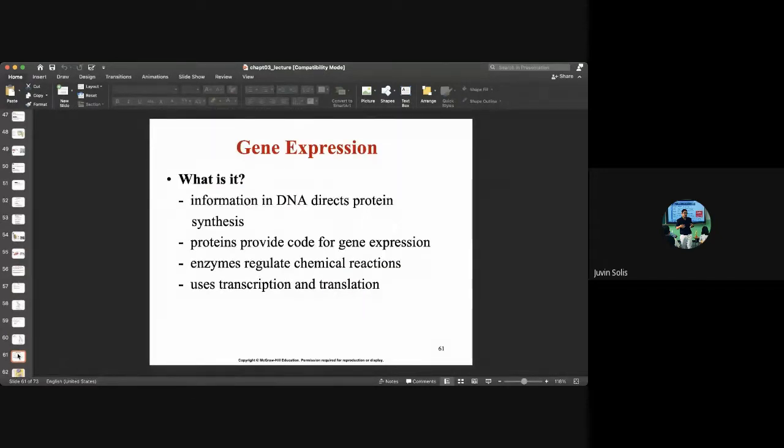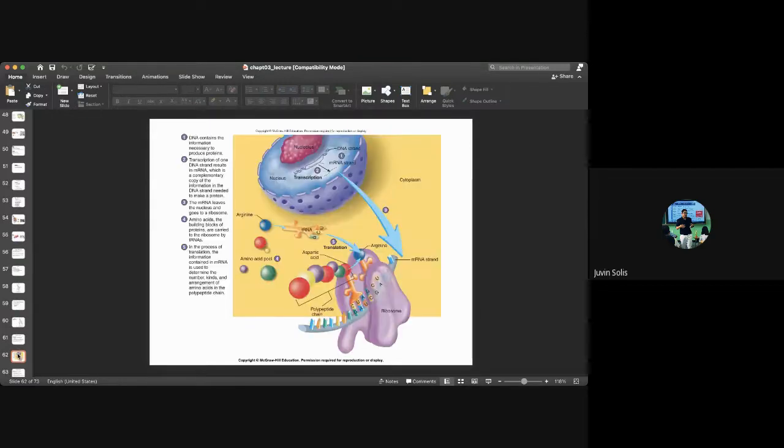Now, gene expression: the information in DNA directs protein synthesis, and proteins provide the code for gene expression, and enzymes regulate chemical reactions and use transcription and translation. Let's look at this one. So if you can see, this is our DNA. And here on this part, our transcription will start. If you can see there on our board, that's where our transcription starts. One DNA strand results in your mRNA, which is a complementary copy of your DNA here.